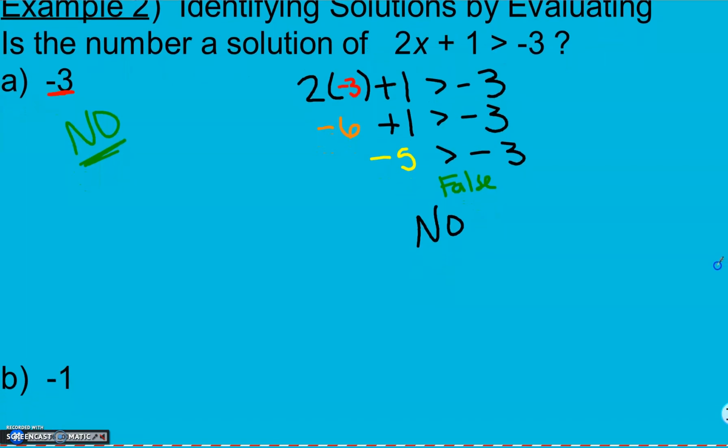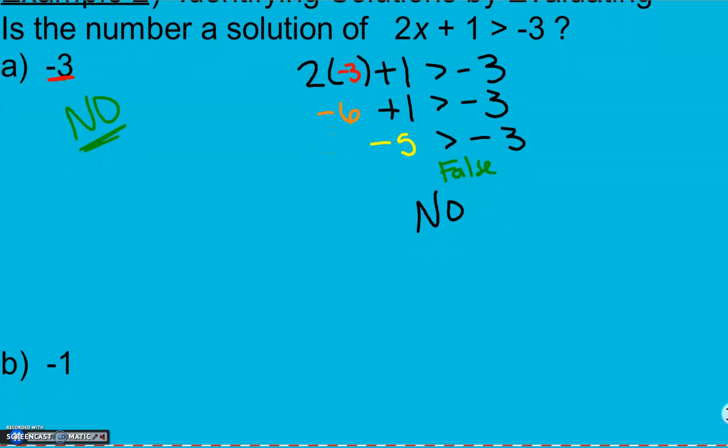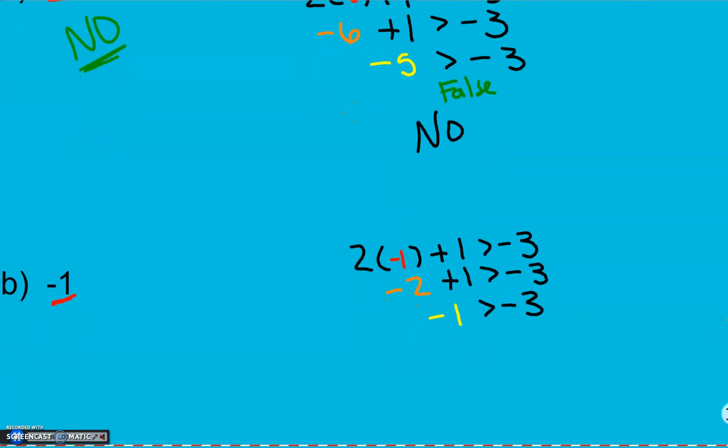Now let's check -1. Same idea. I'm going to take my inequality, 2 times x plus 1 is greater than -3. And I'm going to plug in my value, -1. My left side's not as simple as I can get it. According to PEMDAS, we multiply first. Then we add or subtract. And now both sides are as simple as I can get them, and I check. Is this true? Is -1 greater than -3? Yes, it is. So is this a solution? Yes, because this is a true statement.